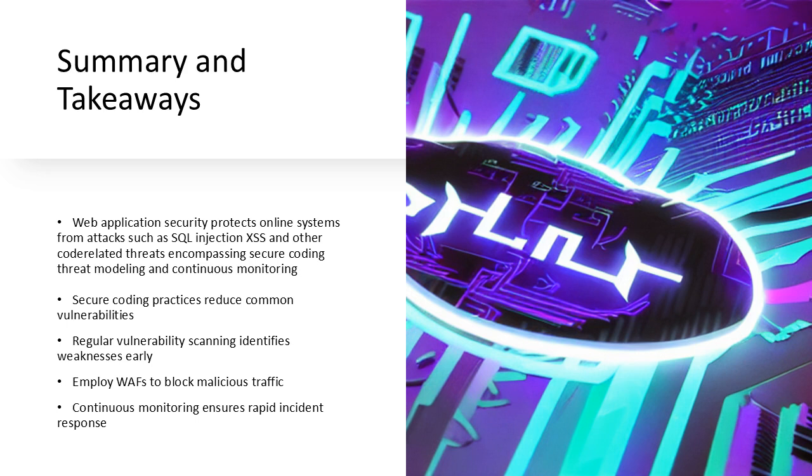3 key strategies. 1. Secure coding. Write good, safe code to prevent basic mistakes. 2. Vulnerability scanning. Regularly test for weaknesses before they become big problems. 3. Continuous monitoring. Keep a close eye on your system 24/7 to catch and fix issues quickly. By following these simple strategies, you can protect yourself and others from online threats.